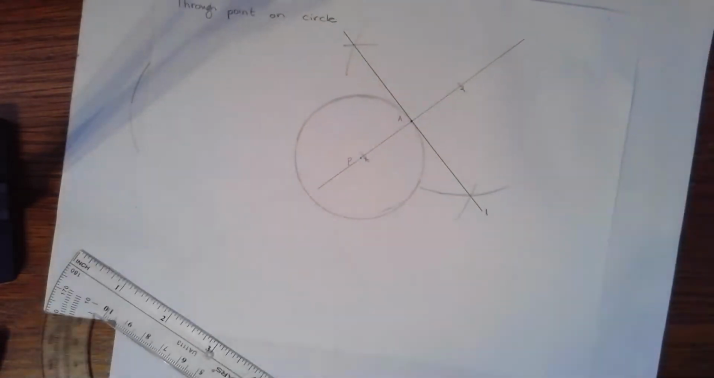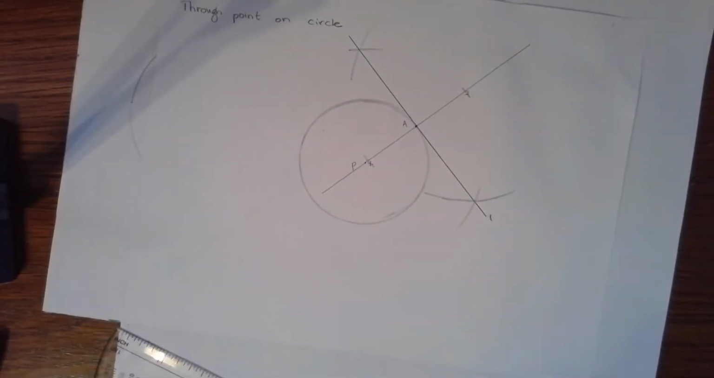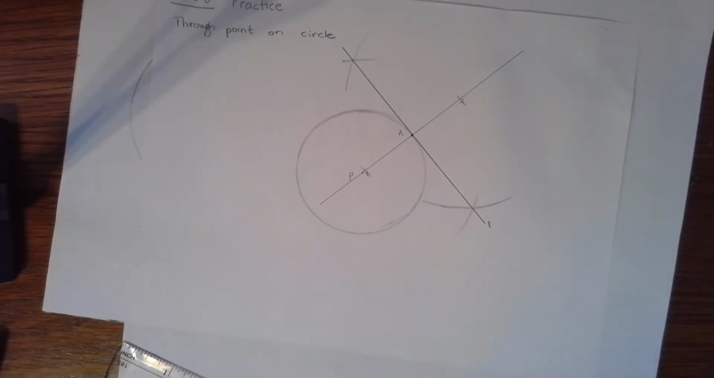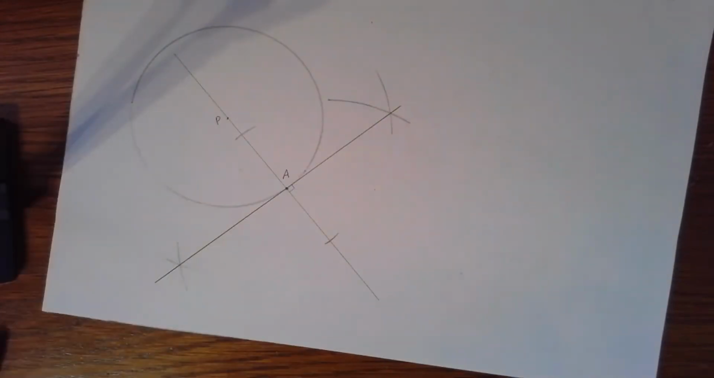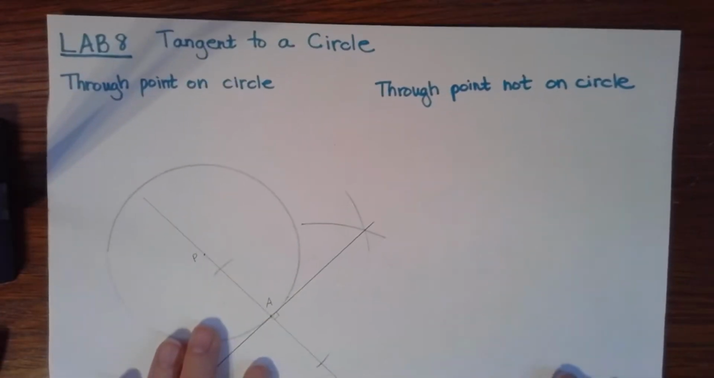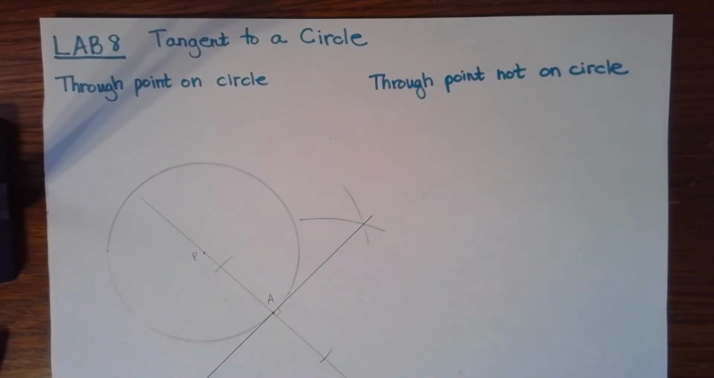All right, so you should have a nice tangent line. So that's our first practice for Lab 8. Now let me show you how to do a tangent through a point that's not on the circle.